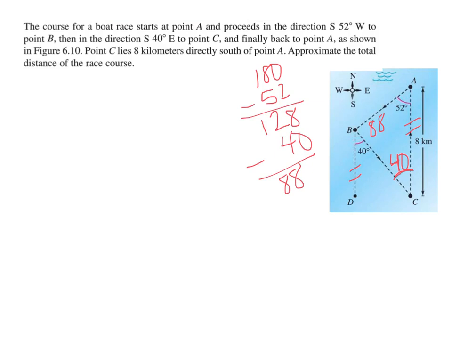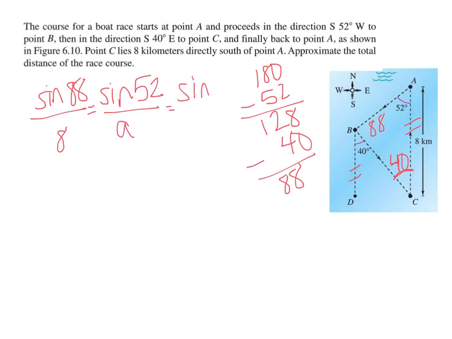Okay, the perimeter. Looks like I have my angles and one side, so let's do law of sines. If I can set up for angle B, and we know side B, so I can say sine of 88 over 8 equals sine of A, which is 52, over, we don't know, little a, which is equal to sine of 40 over, we don't know, little c.